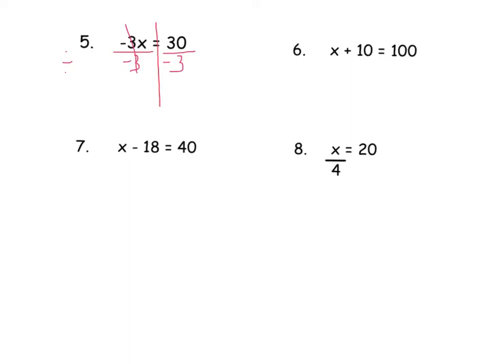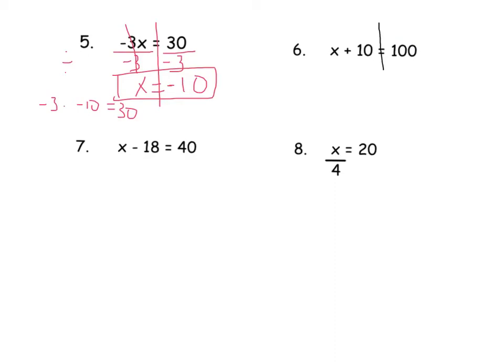That cancels out. So you're left with x equals 30 divided by -3. 30 divided by 3 is 10. Positive divided by a negative is a negative. I'm going to plug it back in. -3 times -10, does that equal 30? Negative times a negative is a positive. 3 times 10 is 30. So -10 is my answer.